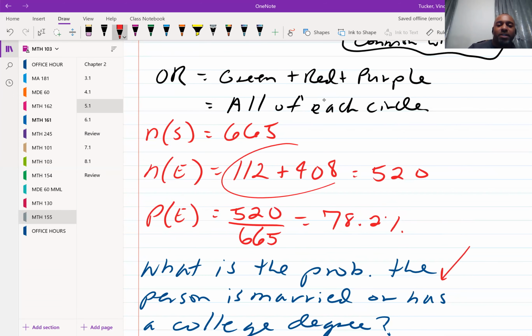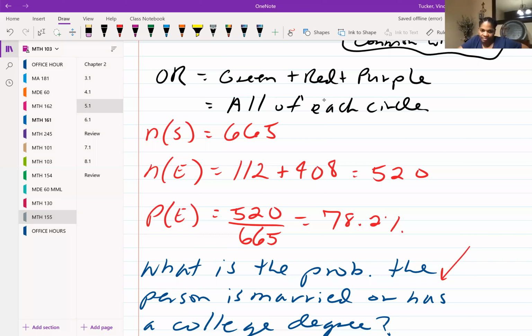So that's what we did here, 112 and 408. Add those together, they give us 520. Put the 520 over 665, and that'll give us that 78%. Oh, okay. The 1 plus the 4. Okay. Got it.